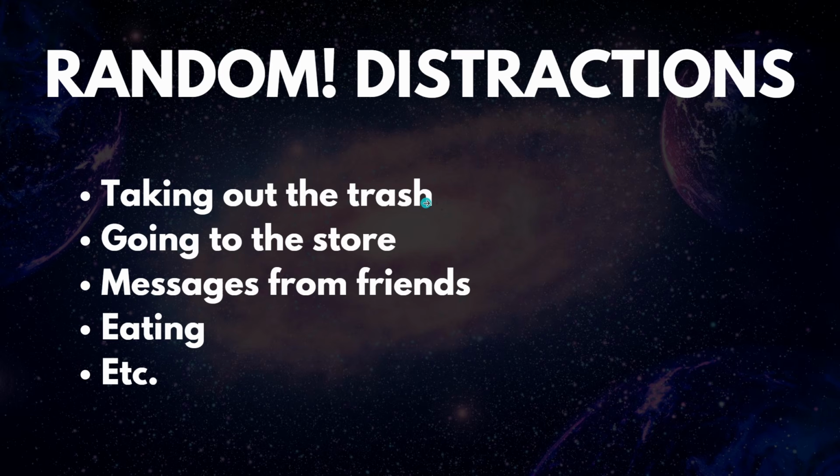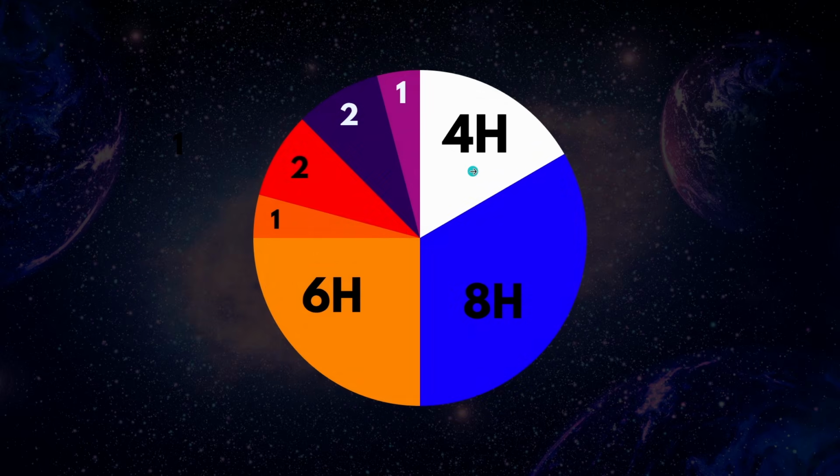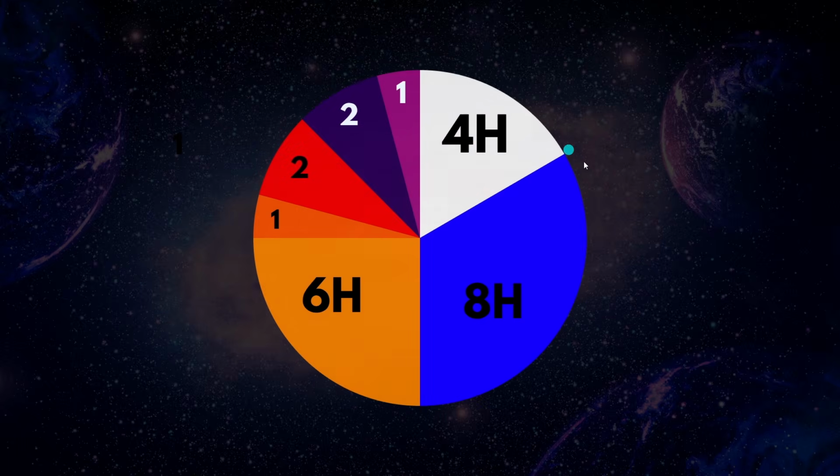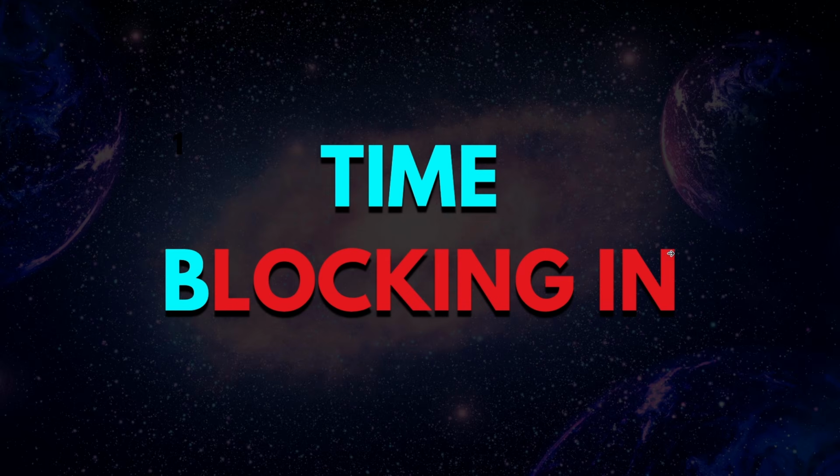Because if there's other distractions in your life, like taking out the trash, going to the store, getting messages from friends, eating, etc., all of these random distractions, then it's gonna take away from your time that you should be grinding. And if you spend less time converting available energy into results, then you will get less results. And that is why I came up with something called time blocking.